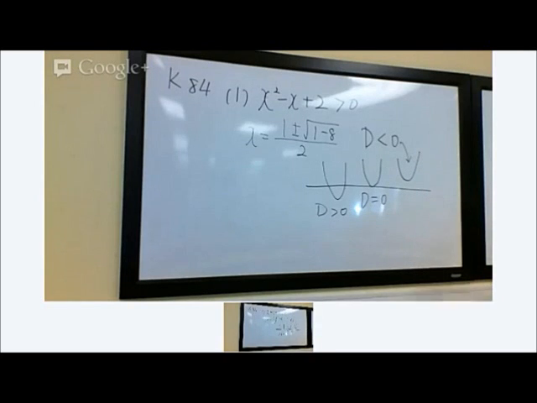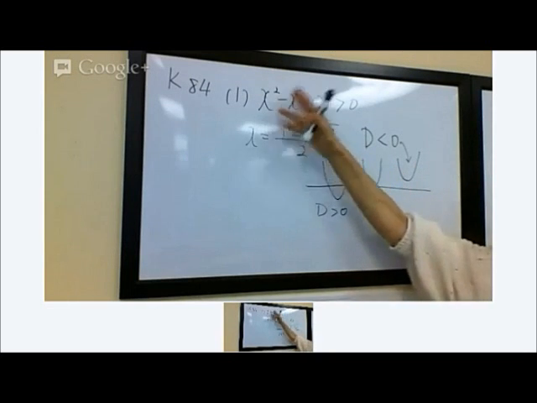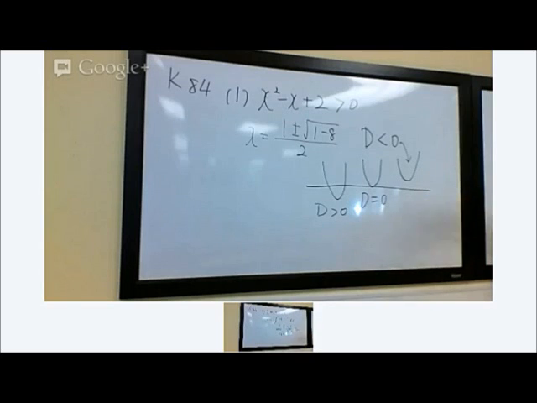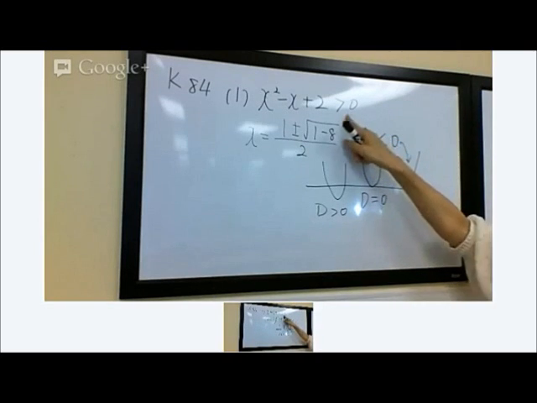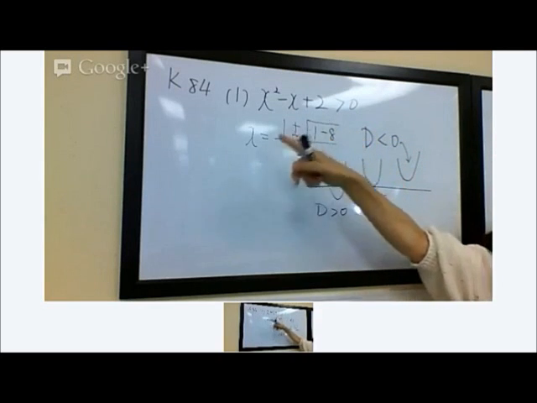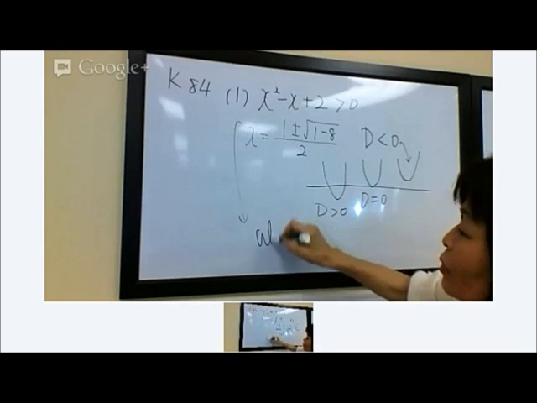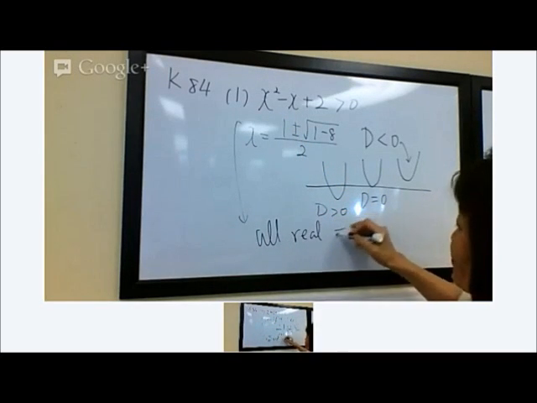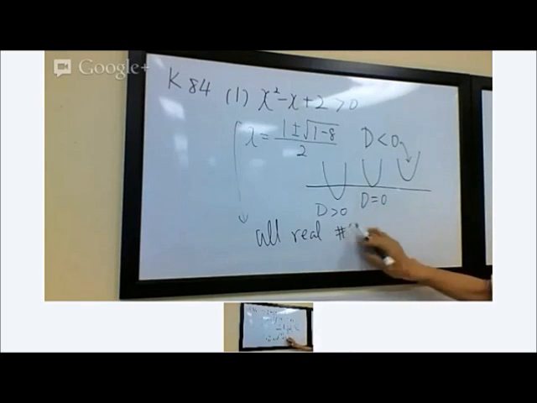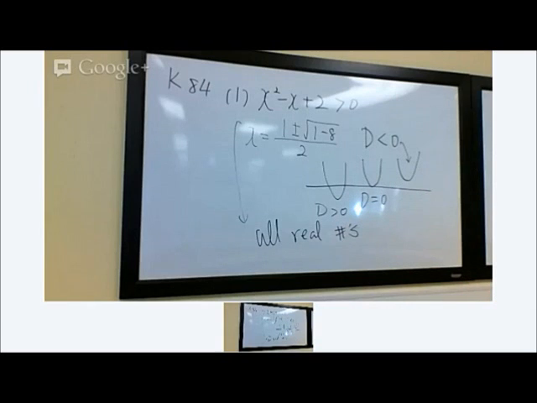If you try to find the x value, but inside the square root is negative, which means this type. So the entire graph is always above the x-axis. The question says this value is greater than 0, which means this one, right? So this is already greater than 0. That's why the answer is all real numbers. That is the answer: all real solutions, all real numbers.